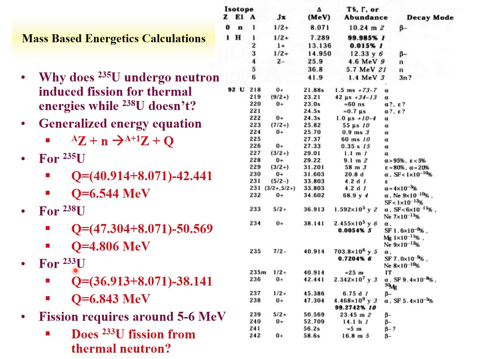We get that the Q value for the uranium-238 reaction is about 4.8 MeV, and the Q value for uranium-235 is about 6.5 MeV. It turns out that fission requires somewhere between 5 and 6 MeV to overcome this fission energy. Does uranium-233 fission from a thermal neutron? We can run that calculation. Yes, it does.